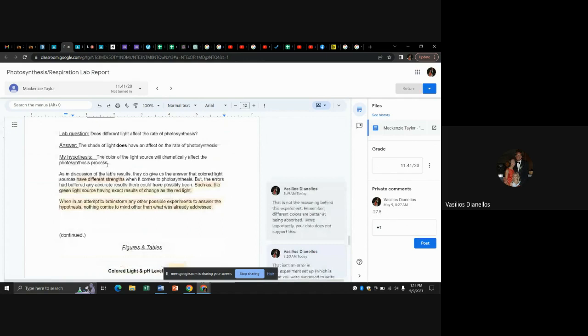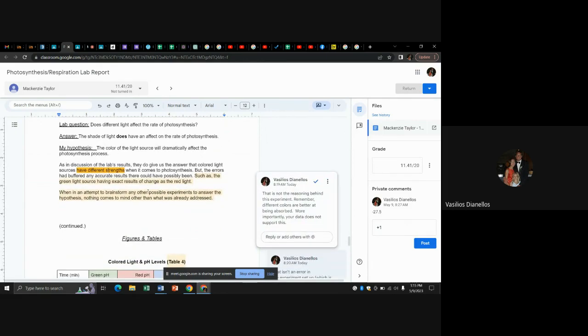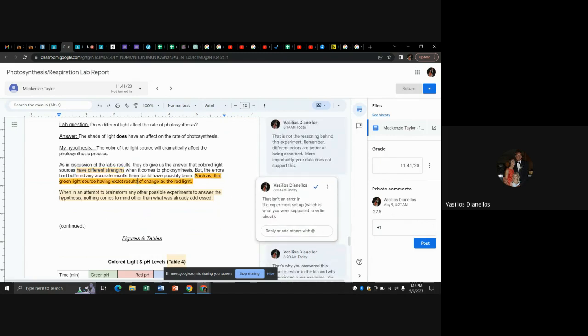Let's see. Color light have different strengths. So I would just point it out, not necessarily that you lost points for that, but it isn't necessarily the strength because we had a whole different experiment for that. Like you could talk about light intensity, and there was an experiment done for light intensity. So it's not necessarily the strength, but it's the ability of the chlorophyll to absorb that wavelength is what we focused on. Such as the green light source having exact results of change as the red light.